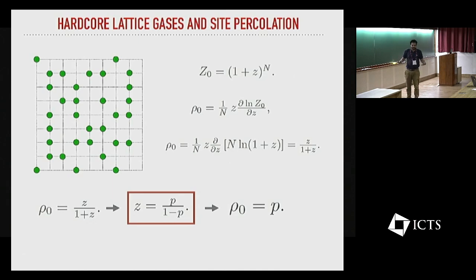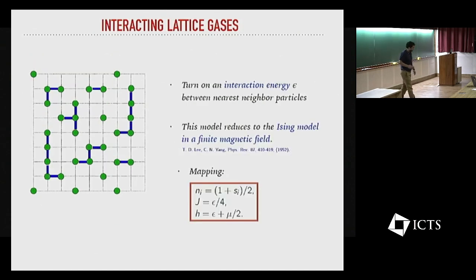So starting from this hard-core lattice gas, I can ask the following question: is there a percolation transition in this lattice gas? One can then simply generalize this percolation question to slightly more interesting lattice gas models, where you turn on an interaction energy between nearest neighbor bonds. This is not such a trivial thing to do, because as soon as you turn on an interaction energy, this model becomes quite hard to solve. For example, a nearest neighbor interaction energy becomes the Ising model in a finite magnetic field with this simple mapping. I won't go into that in detail.